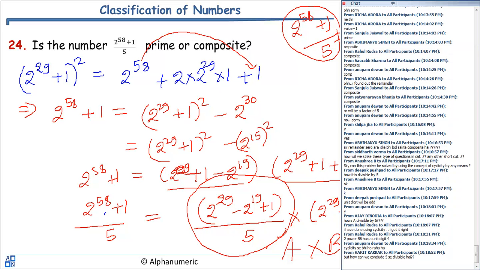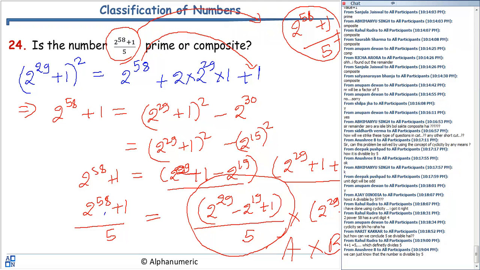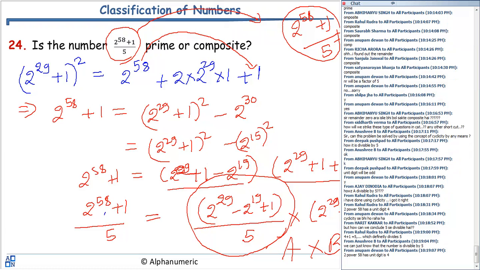Those who are saying that cyclicity. अभी मैं आ रहा हूँ उस पे हरीत. I'll come to your point also. Those who are asking, how can we say that it is divisible by 5? I'm coming to that point. हाँ, उससे क्या पता चलता है राहुल? We just know that this number is divisible by 5. That's it. But whether it is a prime or composite, how can you identify on the basis of cyclicity? That is my question.